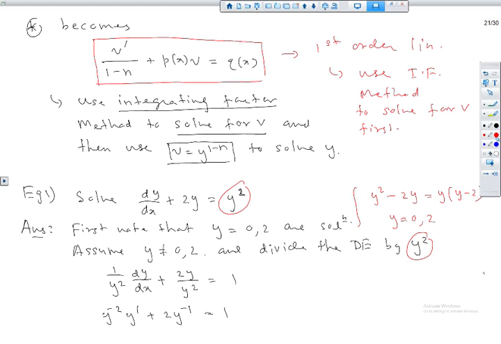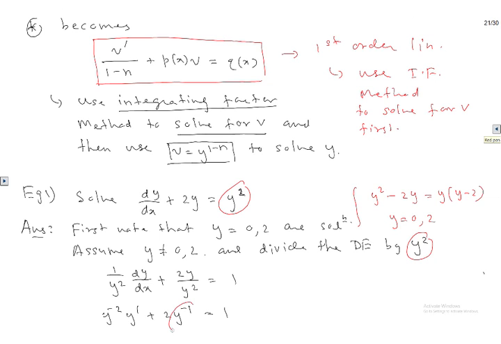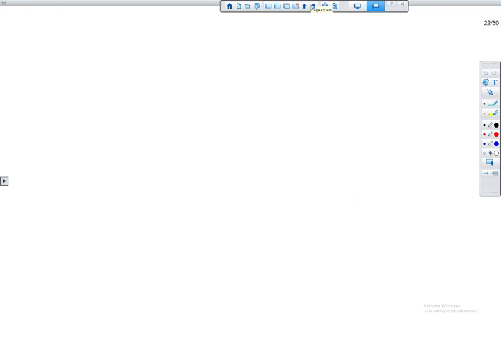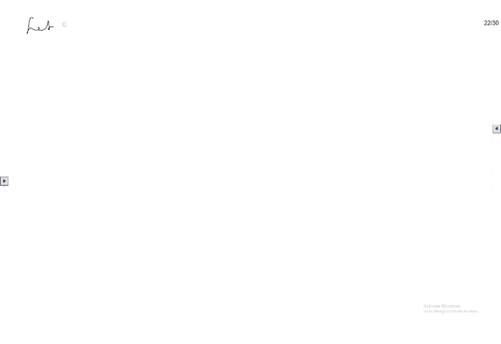So what we do next, we're going to substitute for this term. Whatever that term is, you're going to substitute for that. So in this case it is y to the negative 1. So let's make the substitution. Let v equal y to the negative 1.